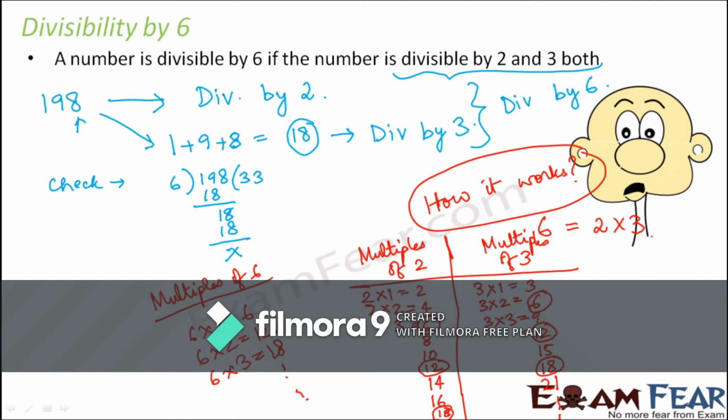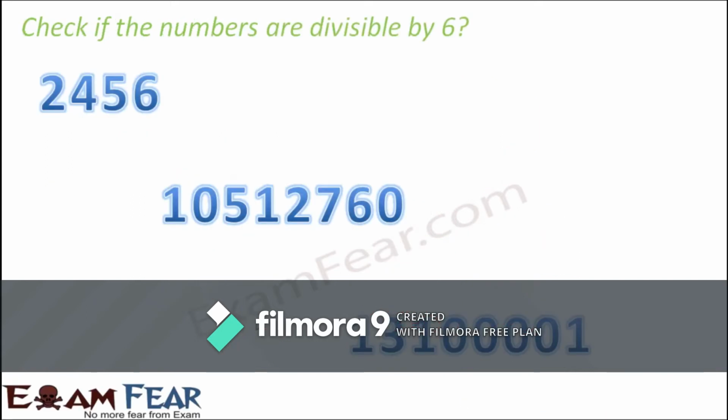So that means a number which is divisible by 2 and also divisible by 3, that means that number is a multiple of 2 as well as a multiple of 3. So a number which is a multiple of 2 and a multiple of 3 is definitely going to be a multiple of 6. So that's the simple logic which has been applied in this case. So let us again check if these numbers are divisible by 6 or not.